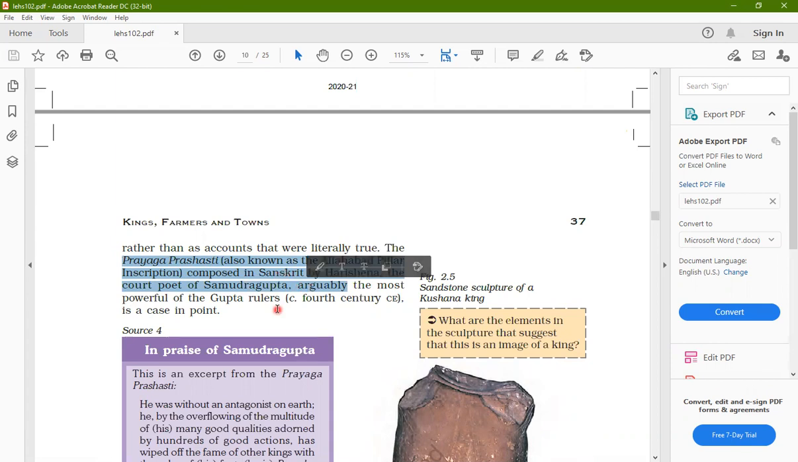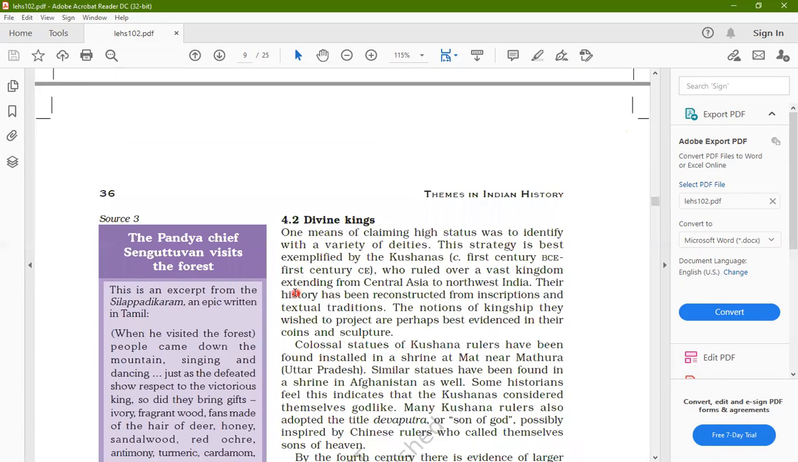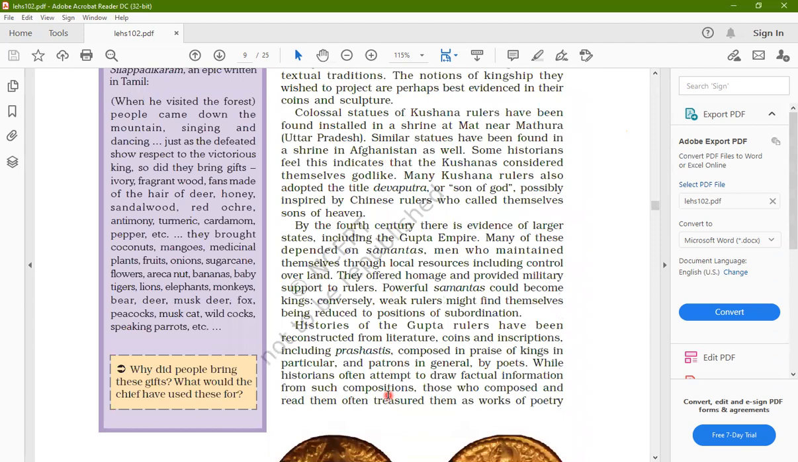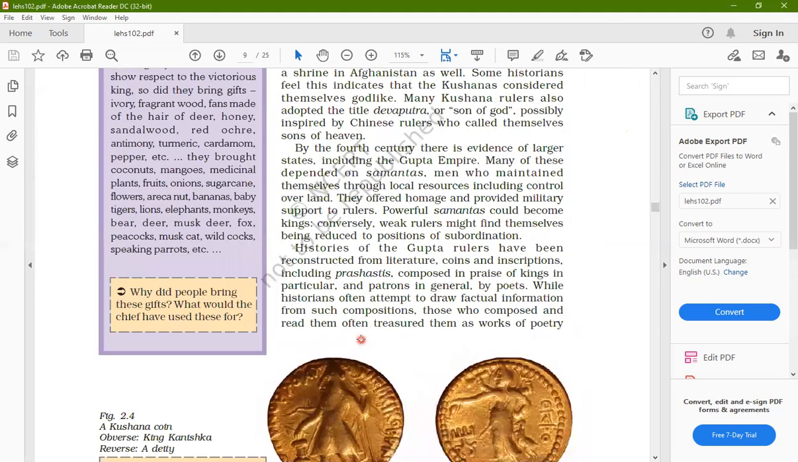If a separate question comes, then you have to write this whole thing. And if the question just comes like, tell us about the divine kings of Guptas, then you can just give a hint about the Samantas, and then continue with the Prayag Prashasti. So it will make your 3-mark answer.